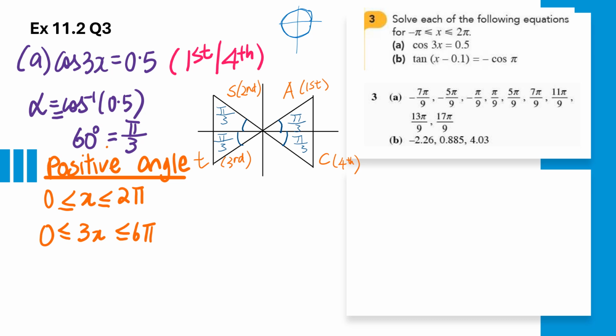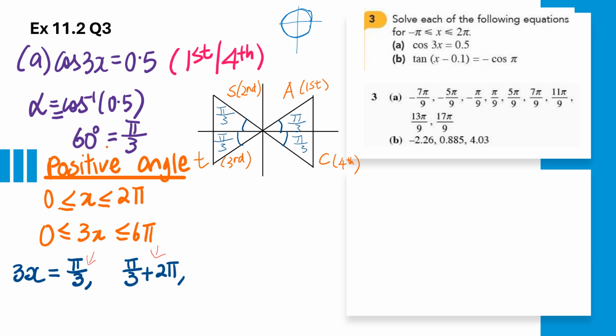All right, so 3x, let's find the answer for the first quadrant first. Basically, just your alpha. Then the fourth quadrant will be 2 pi minus alpha. Oh, sorry. Okay. What I've done here is that I categorize the answers such that we settle everything in the first quadrant. So first quadrant, first answer, if you go one round only, is pi over 3.